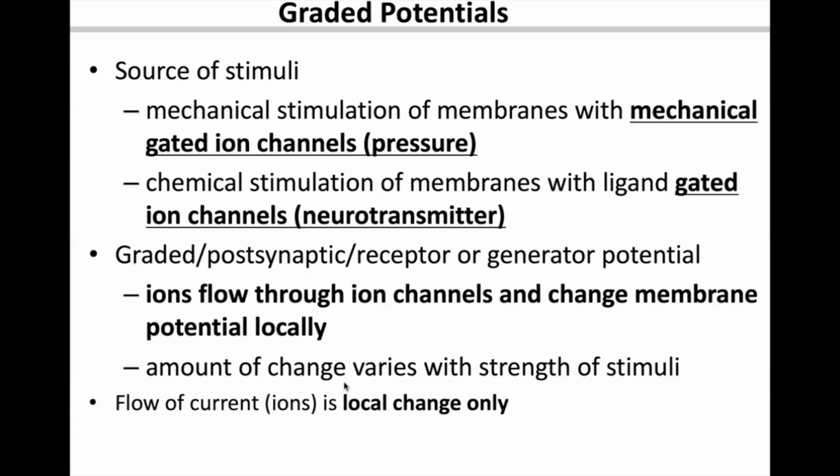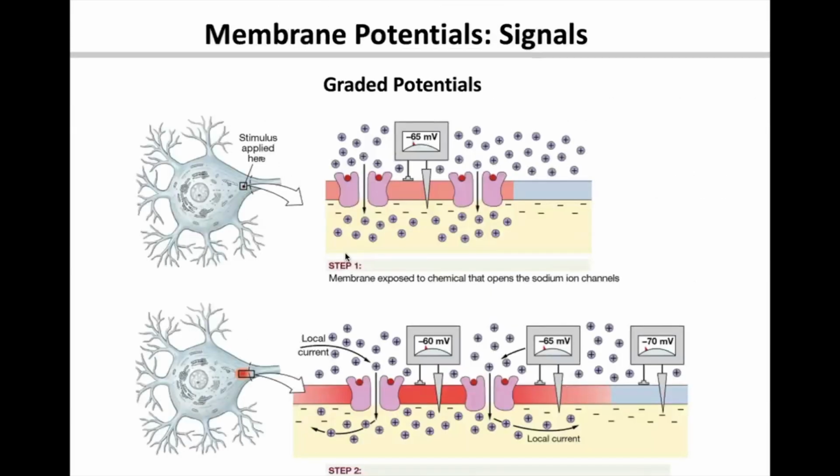So in here, we are talking about graded potential. And the stimuli can be mechanical stimulation, which is mechanically gated ion channels, which is through pressure. It can be chemical, through a neurotransmitter. But remember, however this happens, it is local, it is short lived, and it does not go to the point of action potential. We'll understand this better through this figure.